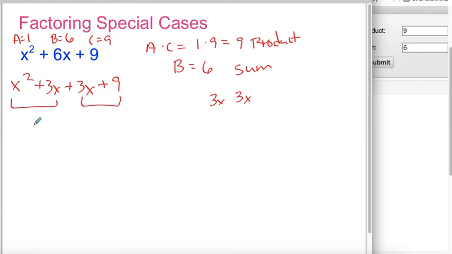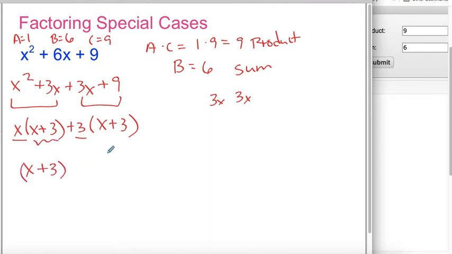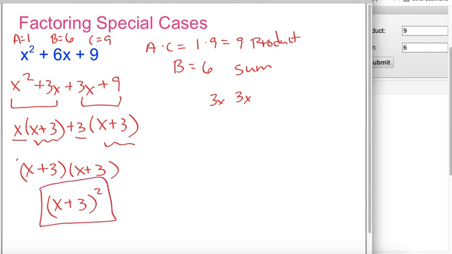First two, second two, factor out your GCF. First two have a GCF of x, leaving behind x plus 3. GCF of the second two is a plus 3, leaving behind x plus 3. Your GCFs will give you the first binomial, x plus 3, and then what was next to them gives you that second binomial, x plus 3. Since they are identical, you can merge them to write one binomial to the power of 2, x plus 3 parenthesis squared.